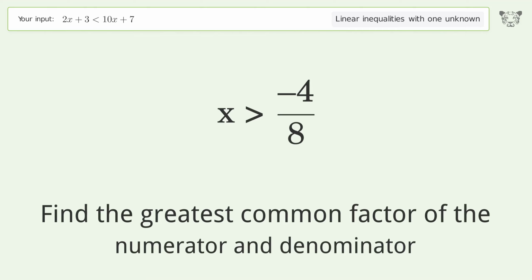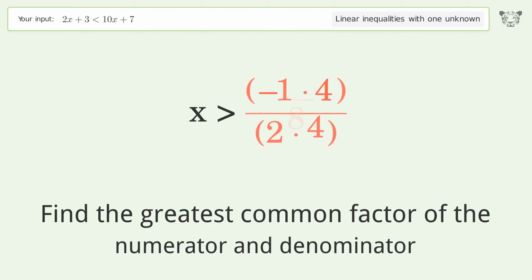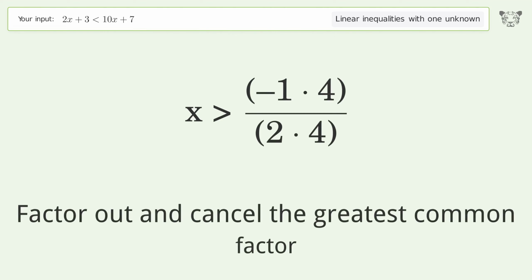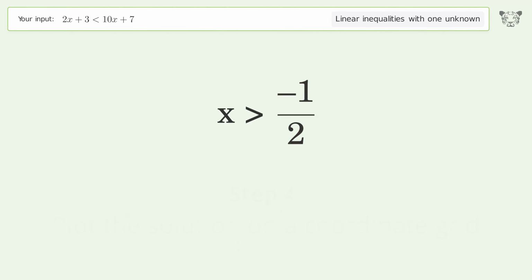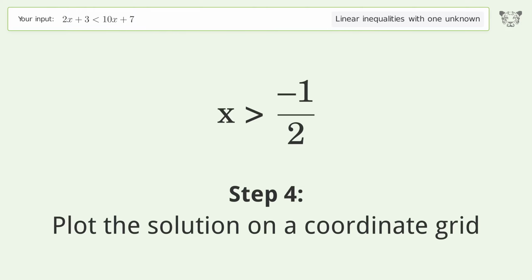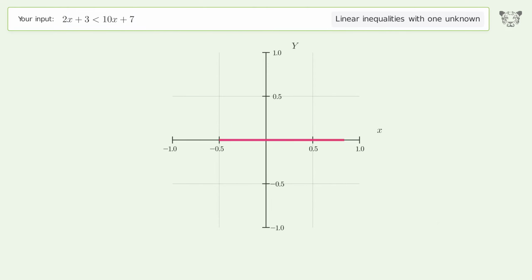Find the greatest common factor of the numerator and denominator. Factor out and cancel the greatest common factor. Plot the solution on a coordinate grid. And so the final result is x greater than -1/2.